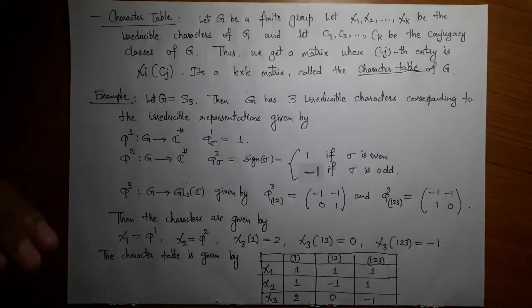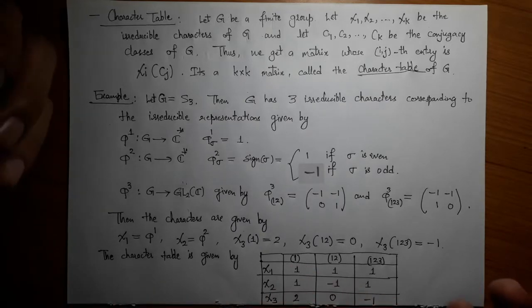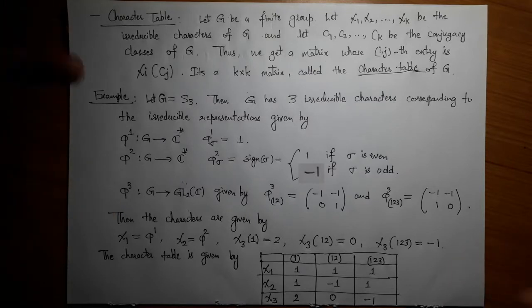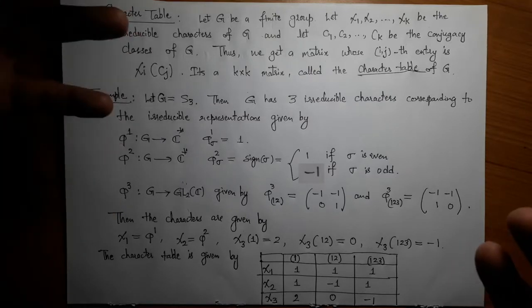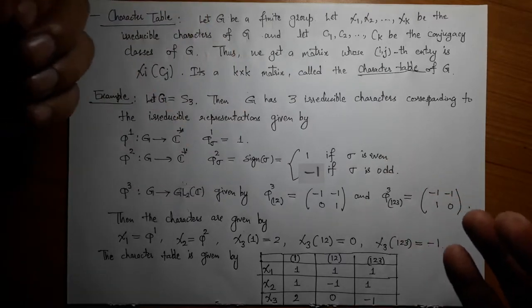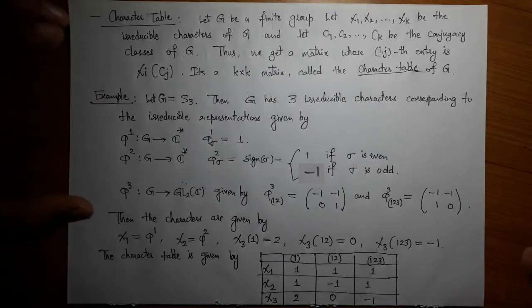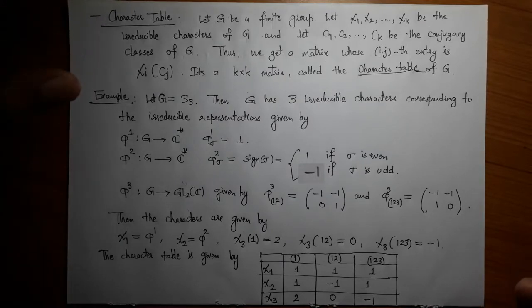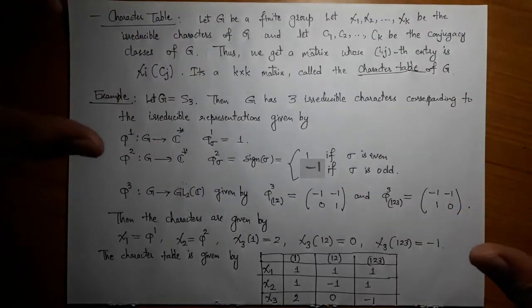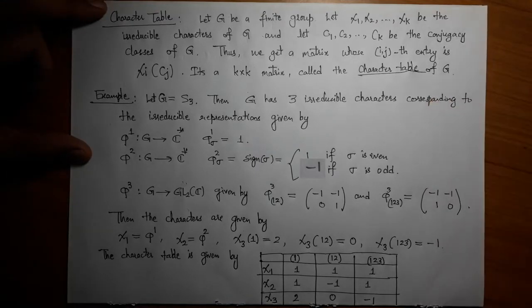Since the conjugacy classes and the irreducible representations are invariants of a group, isomorphic groups will have the same number of conjugacy classes, the same conjugacy structure, and also the same number of equivalence classes of representations. So therefore this character table is also an invariant of the group. If you are given 2 finite groups and you are given the character tables, these matrices, and if the matrices are distinct, then you can say that the groups cannot be isomorphic.